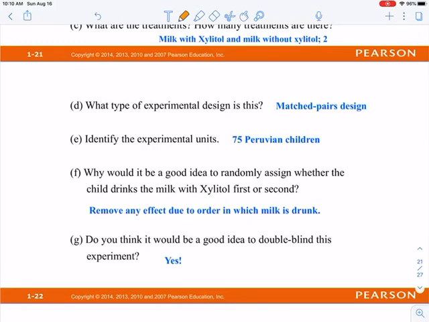Do you think it would be a good idea to double blind this experiment? Sure. Obviously you don't want the kids to know which one they're getting, because that would affect whether they say they like it or they don't like it. And if you double blind, then as the researcher, I can't affect the kids' choice either. Something that I can do, whether it's conscious or unconscious, can affect how the kids react to that milk if I know which one is which.